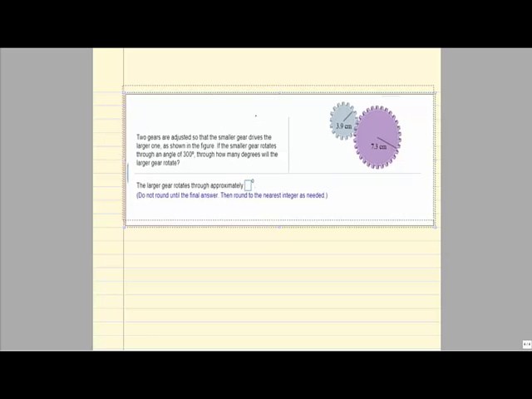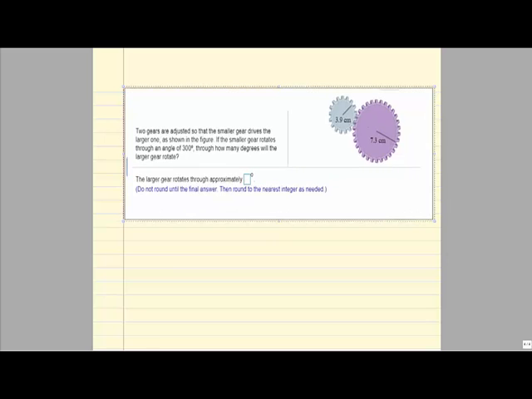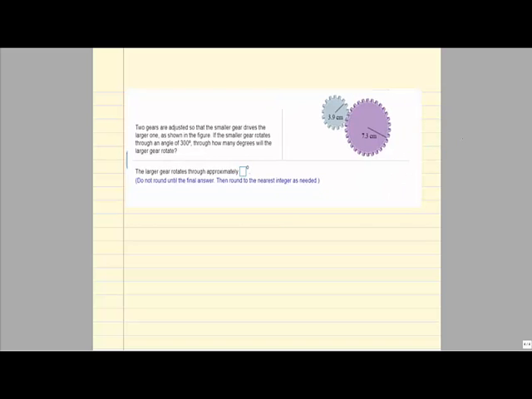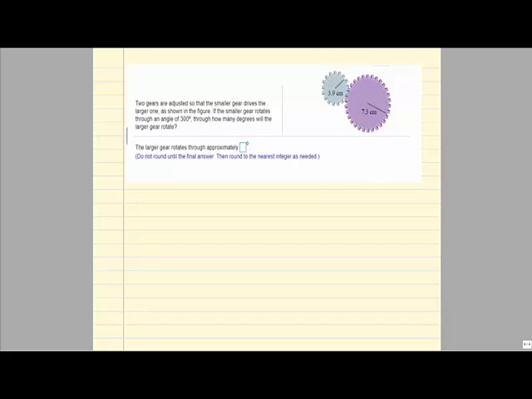Okay, so we have two gears here, and you can see we have the smaller gear and the larger gear. It says two gears are adjusted so that the smaller gear drives the larger one. So this green gear drives the purple gear. It says that the smaller gear rotates through an angle of 300 degrees. Through how many degrees will the larger gear rotate?